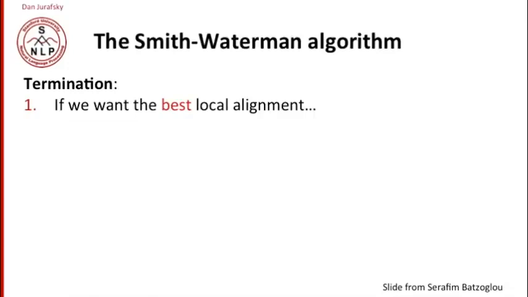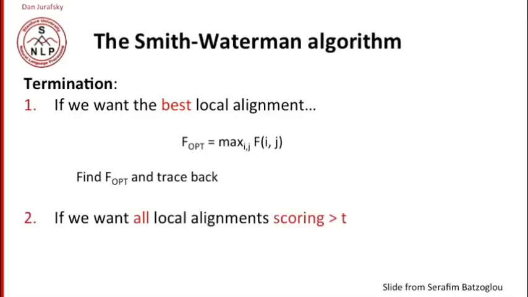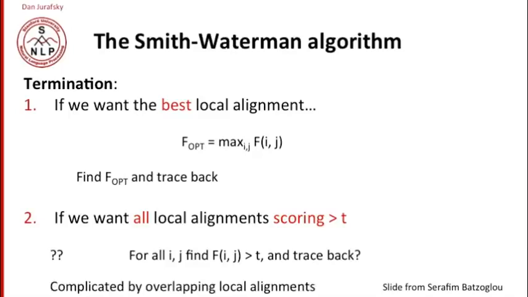The termination condition of the Smith-Waterman algorithm depends on what we're looking for. If we just want the best local alignment, we'll pick the place that's maximum in the entire array, and we'll trace back from there. If we want all the local alignments that score greater than some threshold t, then maybe we'll find all the places that are greater than t and trace back from all of them. Now this gets complicated by the fact that there can be overlapping local alignments. So we might have 2 alignments like this, and it might be that they actually overlap when tracing back. So there can be some complications here. But if you want the best local alignment, that's actually much easier.